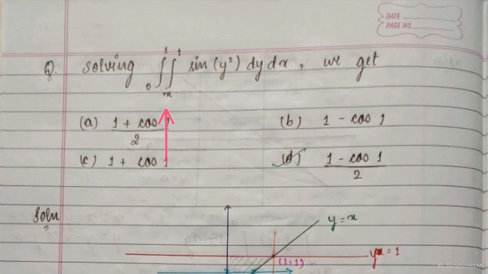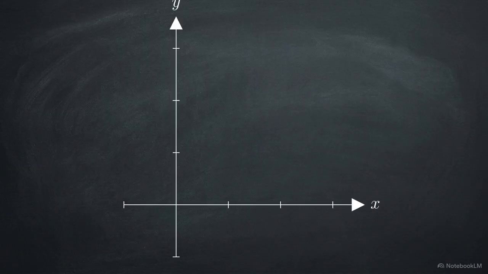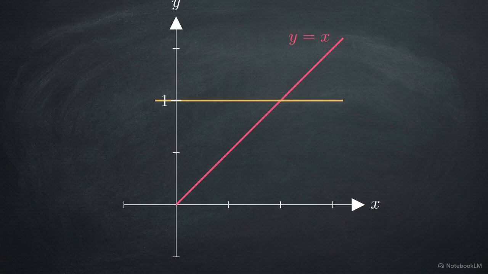We start by isolating the inner limits of the integral. Here we see a clean coordinate plane. The lower bound of x translates to the diagonal line, y equals x. The upper bound translates to the horizontal ceiling line, y equals 1.